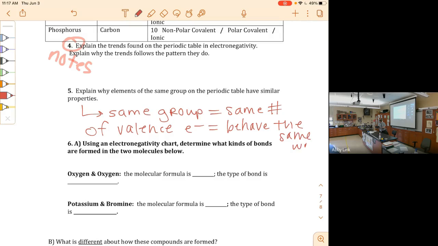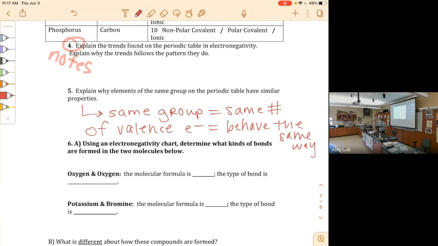What I really want you guys to know is that the valence electrons of an atom dictate everything. It dictates whether it's going to form a cation, whether it's going to form an anion, whether it's going to react a lot or not react a lot. So really just bring it back every single time to the number of valence electrons.